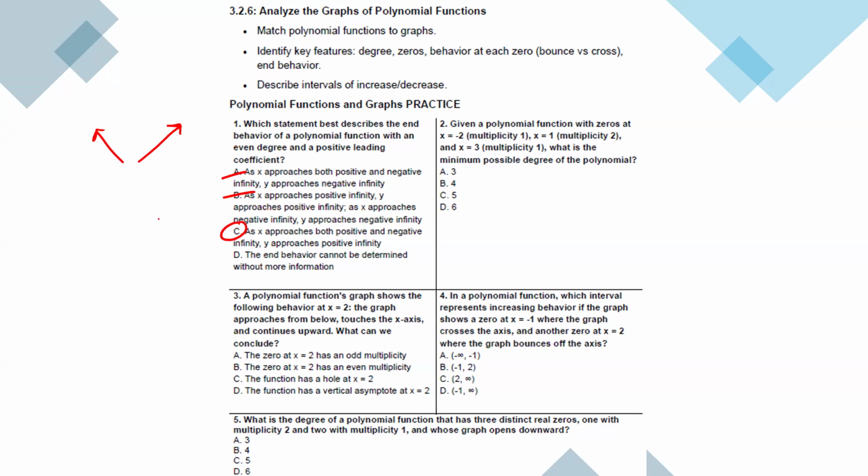Okay, number 2, given a polynomial function with the zeros at x equals -2, which has a multiplicity of 1, and x equals 1, which has a multiplicity of 2, and x equals 3, which has a multiplicity of 1, what is the minimum possible degree of the polynomial? Okay, your degree comes from adding up your multiplicities. So I have a multiplicity of 1, another multiplicity of 2, another one of 1. So that's going to give me 4. So my minimum possible degree of my polynomial would be a degree of 4.